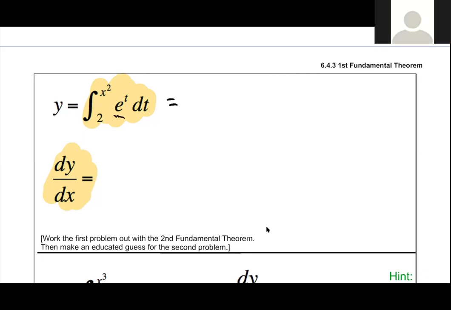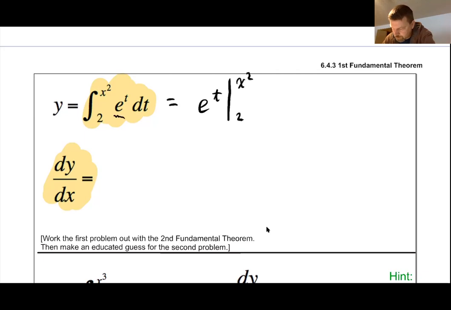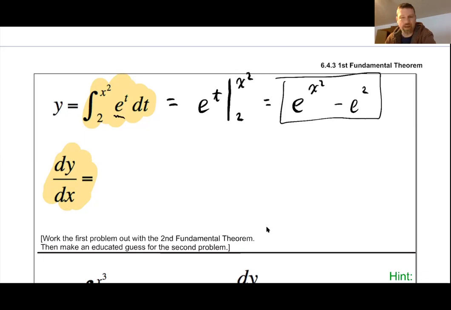Is it just e to t? It is e to the t. Antiderivative of e to the t is e to the t. And we're going to plug an x squared in there, and we're going to plug a 2 in there. We're going to see what we get. That'll be e to the x squared minus e to the 2. That's my integral. And now I want to find the derivative of that integral.